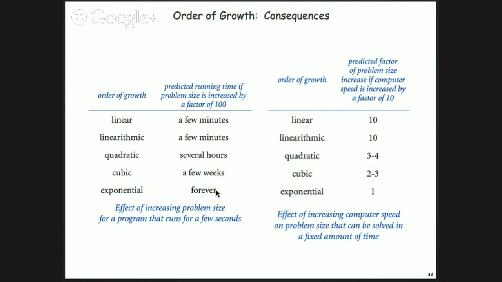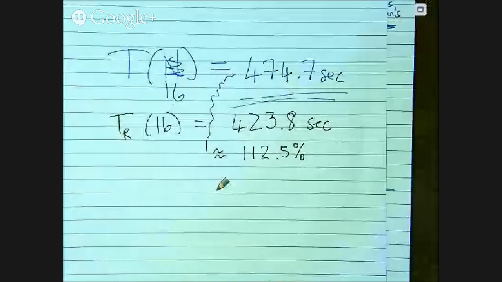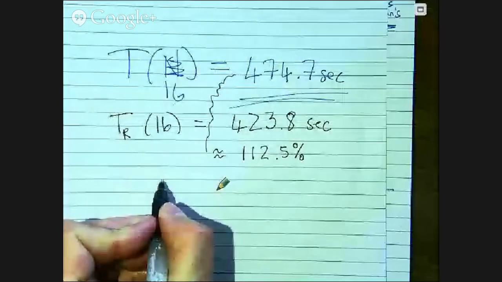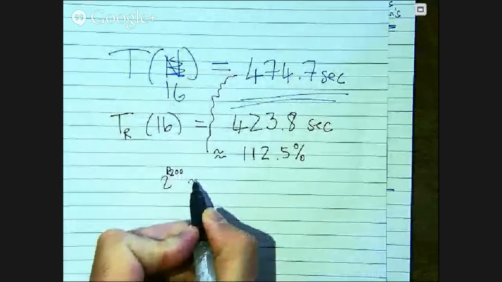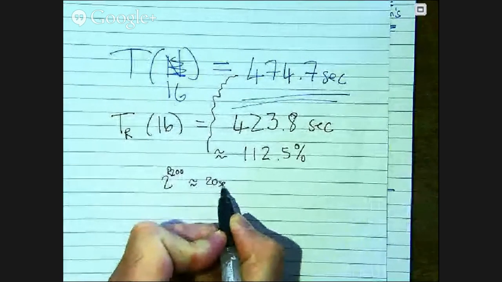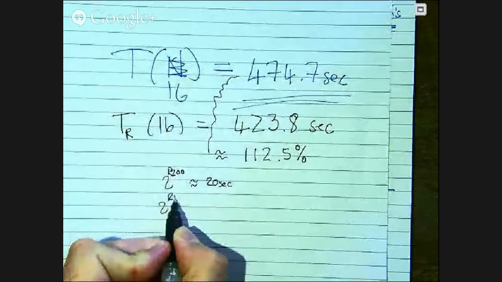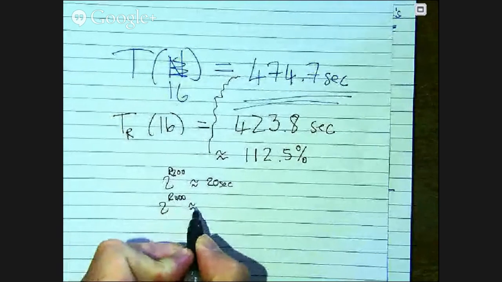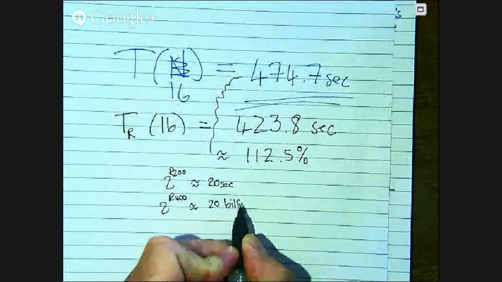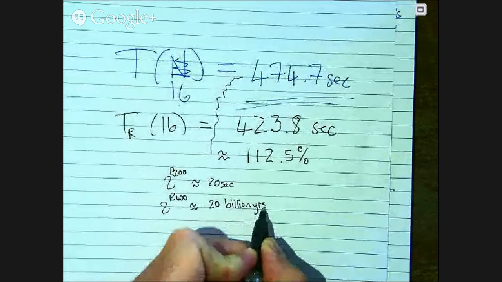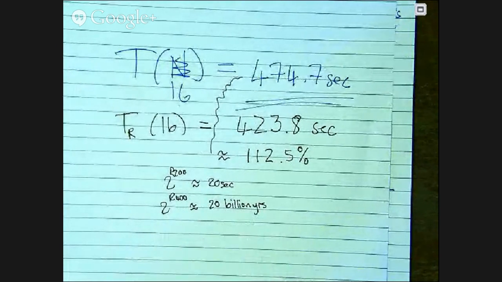Whatever 2 to the 200 rand is, that could be 20 seconds. 2 to the 400 rand will be, let's say, 20 billion years. Roughly speaking. Basically forever.